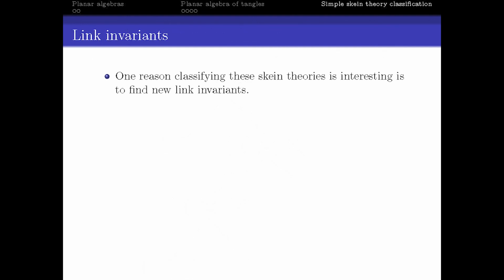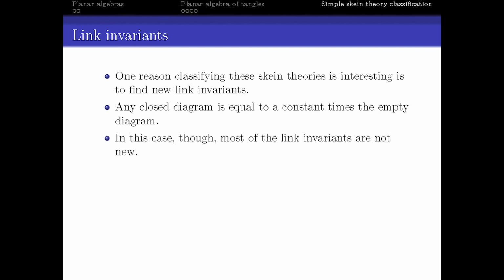So one obvious application of these planar algebras is to find link invariants. If we think about the zero box space, we know that any closed diagram is a constant times the empty diagram. So in other words, every diagram, every knot or link resolves to a number. Therefore, we get a link invariant by just using the relations of the planar algebra. In this case, though, most of the link invariants are not new.